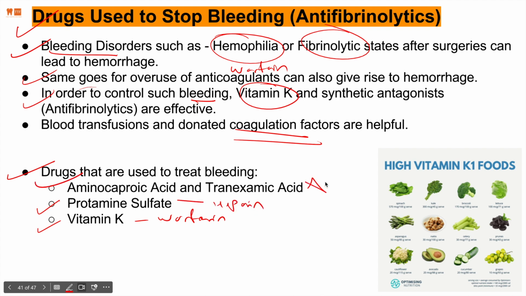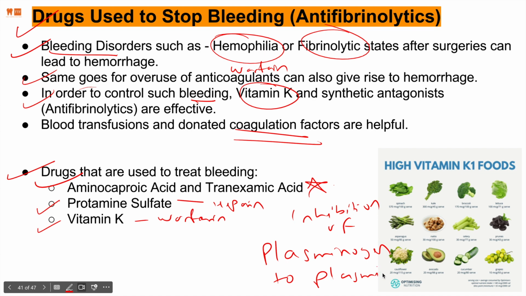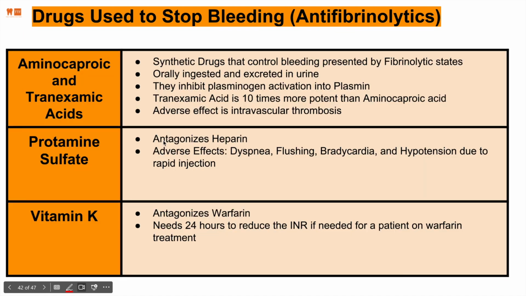Aminocaproic acid and tranexamic acid work by inhibition of plasminogen to plasmin. Simple. All right. Aminocaproic acid is a synthetic drug that controls bleeding by blocking fibrinolytic states. Orally ingested and excreted in urine, they inhibit plasminogen activation into plasmin. Tranexamic acid is 10 times more potent than aminocaproic acid. Adverse effect is intravascular thrombosis. This is clot. Of course, it's the opposite effect, right?